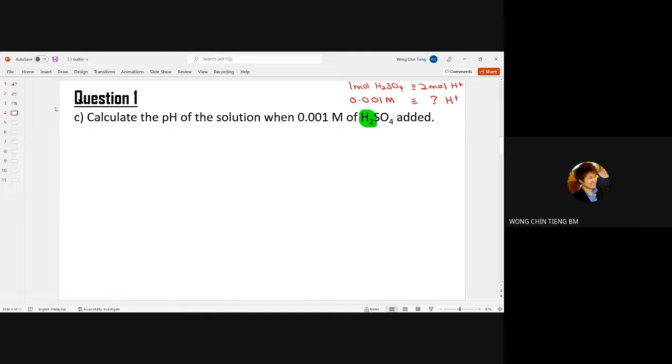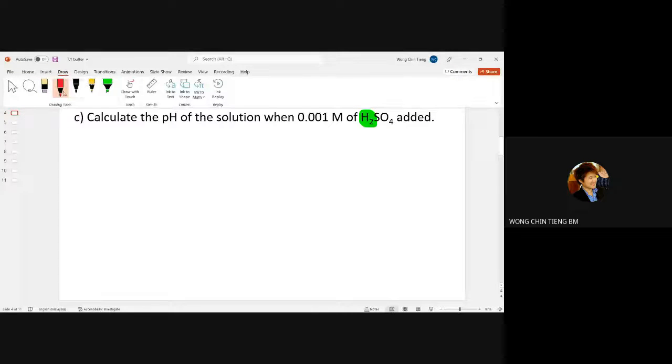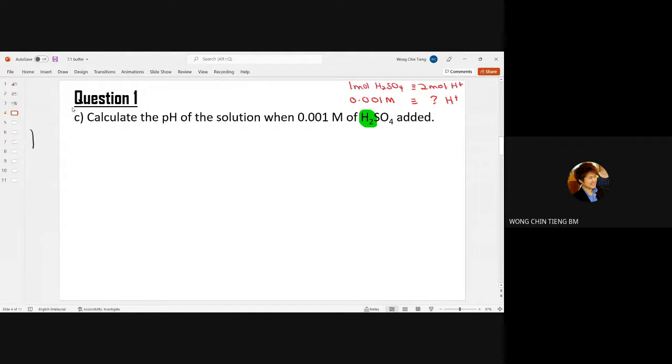It's the same buffer. I hope you remember, it's the same buffer. So in the same buffer, kamu masih ada 1 liter. The pH value masih adalah the original, 9.7837 tadi. Original banyak mana?